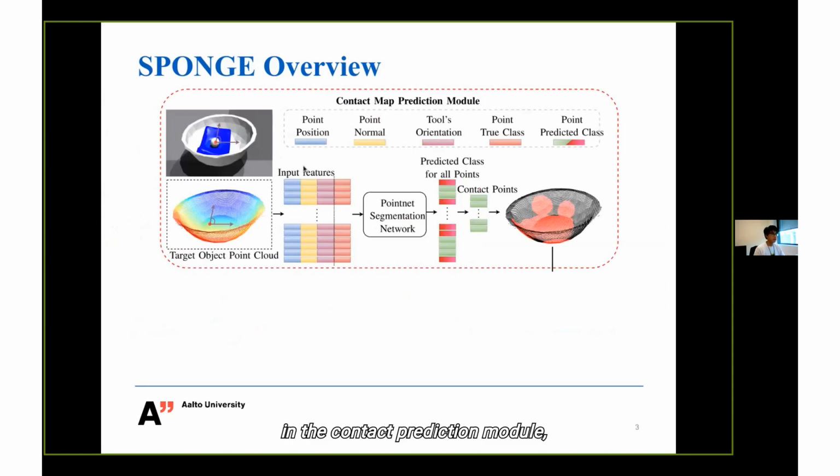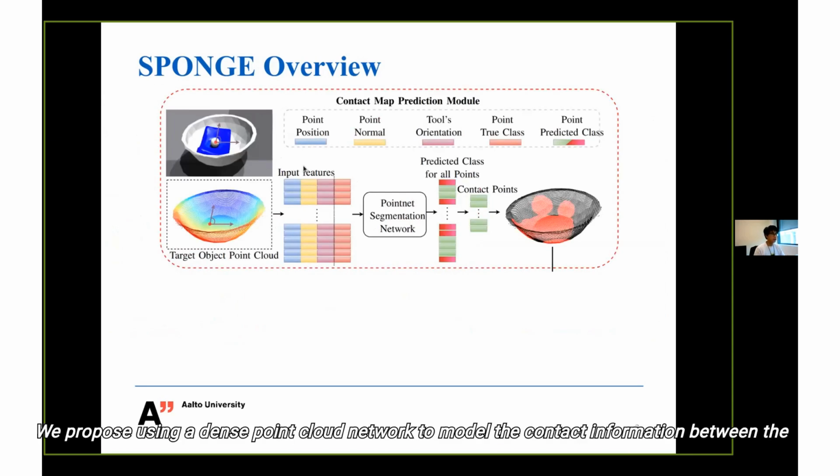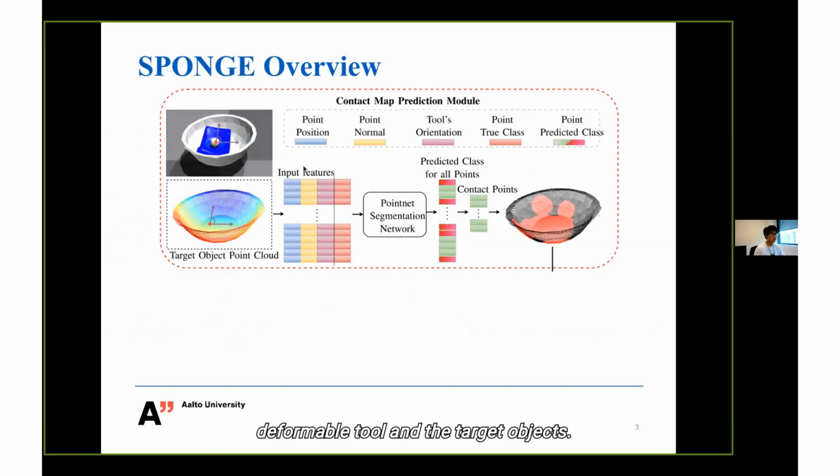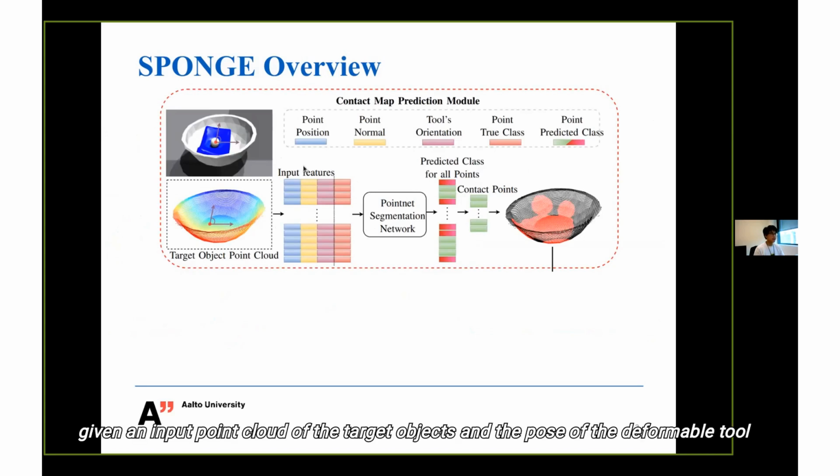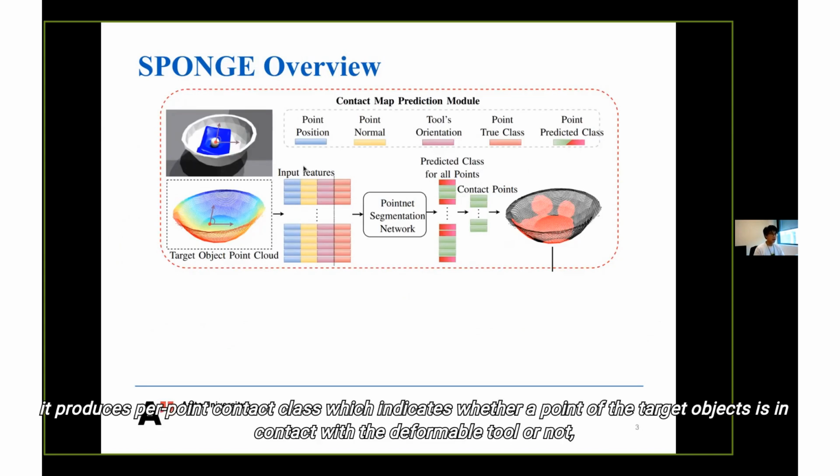In the contact prediction module, we propose using a dense point cloud network to model the contact information between the deformable tool and the target objects. Specifically, we use a PointNet segmentation architecture, which, given an input point cloud of target objects and the pose of the deformable tool, produces a per point contact class, which indicates whether a point of the contact objects is in contact with the deformable tool or not.